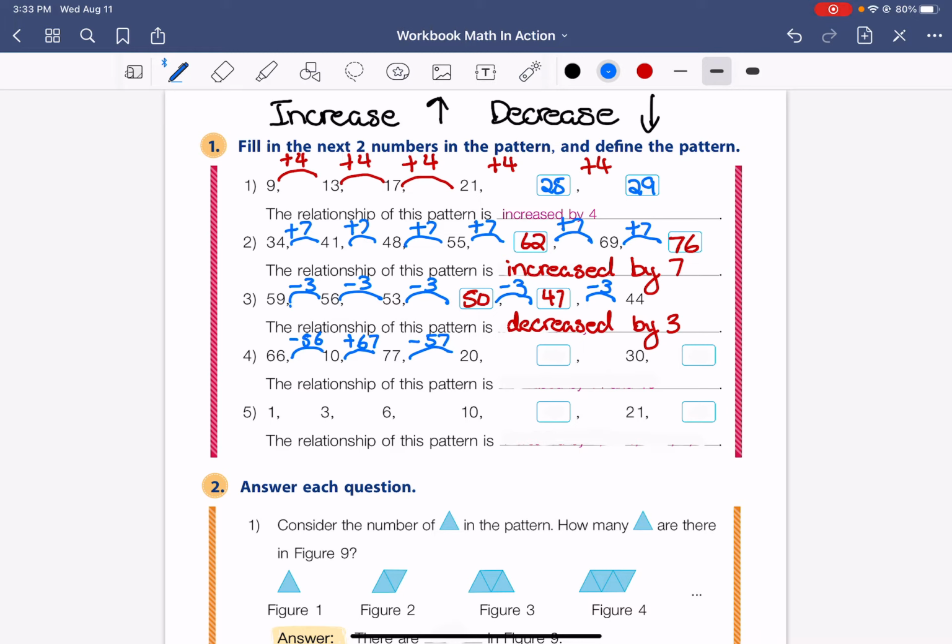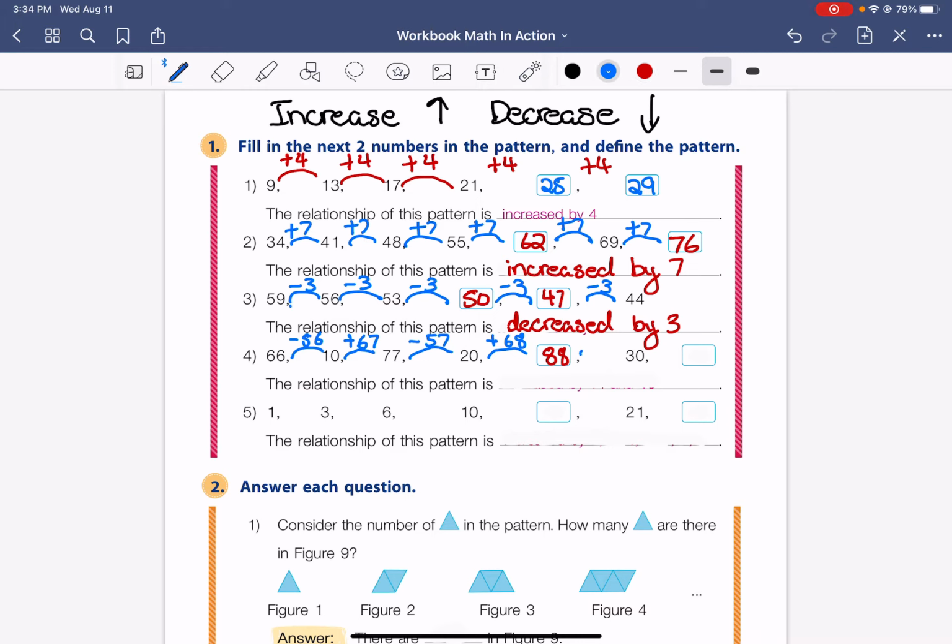All right. Next one should be plus 68. 68 plus 20 is 88.